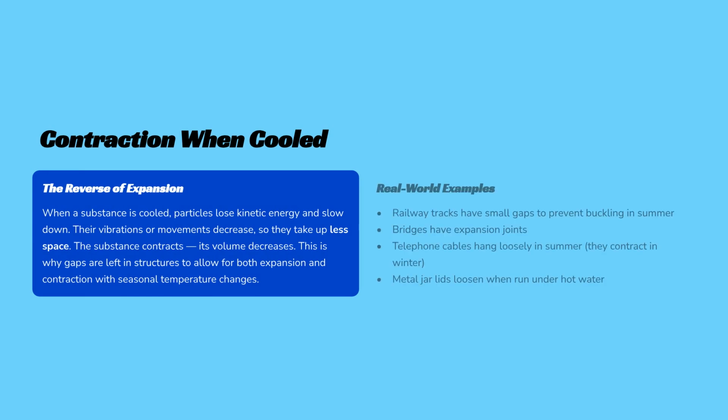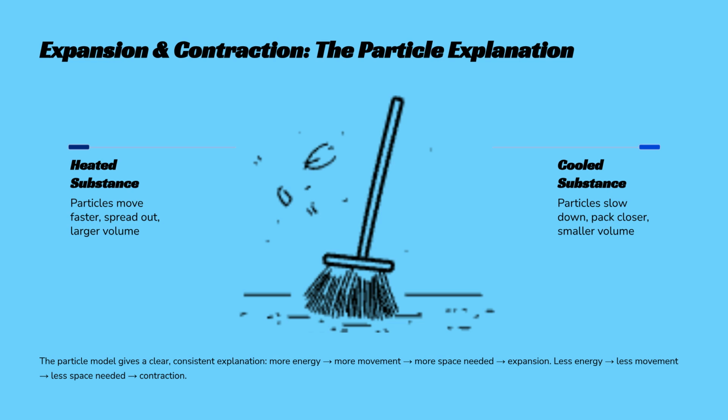This contraction is why structures like railway tracks and bridges include expansion gaps to accommodate seasonal temperature changes without structural damage. The particle model provides a consistent explanation. Heating adds energy, leading to more movement and expansion. Cooling removes energy, reducing movement and causing the substance to contract. It's all about how much space the particles require based on their energy.